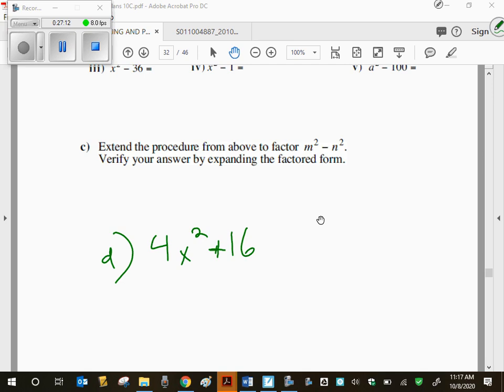I like the wrinkly eyebrows. Wrinkly eyebrows means you got it.